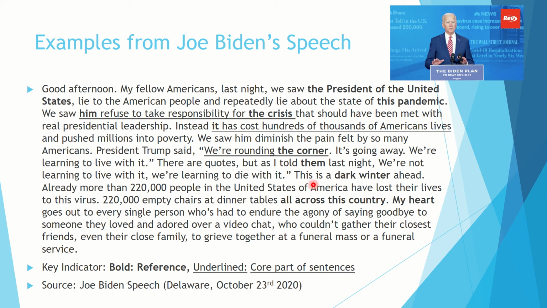Okay, this is the next one. It's also a reference, "dark winter." The winter here refers to the coronavirus pandemic during this winter in the United States of America. Okay, this one, "all across this country." This refers to how this pandemic has already spread across all of the United States of America.